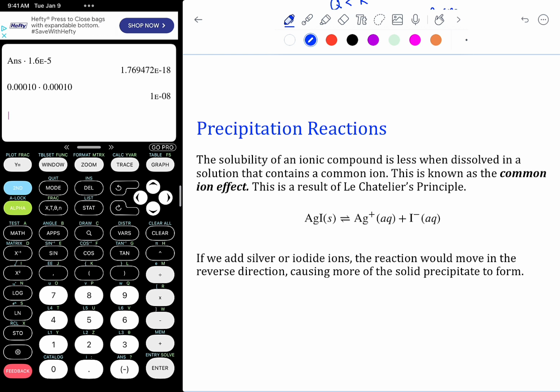So if again, just like we saw earlier in this chapter, if we were to add in one of these ions, it's going to force the reaction in the reverse and create more solid. That would then decrease the solubility, the amount of solid that could go into solution. It would decrease that solubility because of the common ion effect and Le Chatelier's principle. You're adding a stress into the product side, which then forces the reaction to the reactant side. So here, if we add silver or iodide ions, the reaction would move in the reverse direction, causing more of the solid precipitate to form, thus decreasing the solubility.